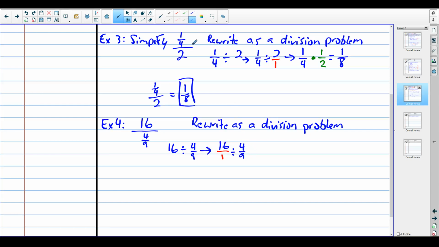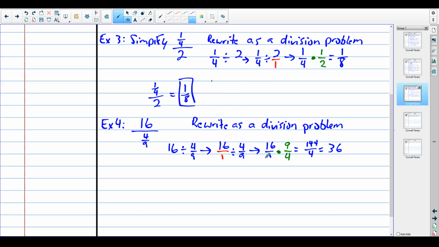And then we're going to take our fraction, flip it over. So first number stays the same. Division becomes multiplication. And then 4/9 becomes 9 over 4. Wait, hold on. Oh, okay. I'm just looking at it wrong. Okay. So then 2 ways we could do this. We could just multiply our numbers straight across. So 16 times 9 is 144. 4 times 1 is 4. And then we can simplify that to 36.